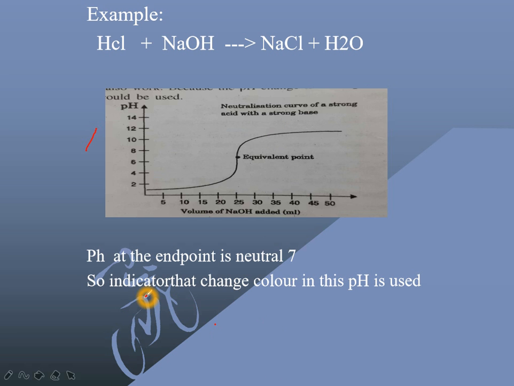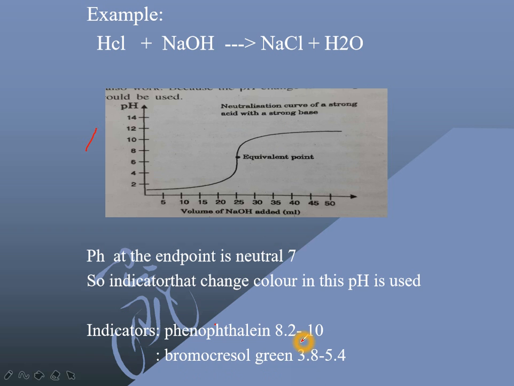So an indicator that changes color at this pH is used. An indicator used for the titration of strong acid and strong base is phenolphthalein. Its pH range is 8.2 to 10. The second one is bromocresol green. Its pH range is 3.8 to 5.4.